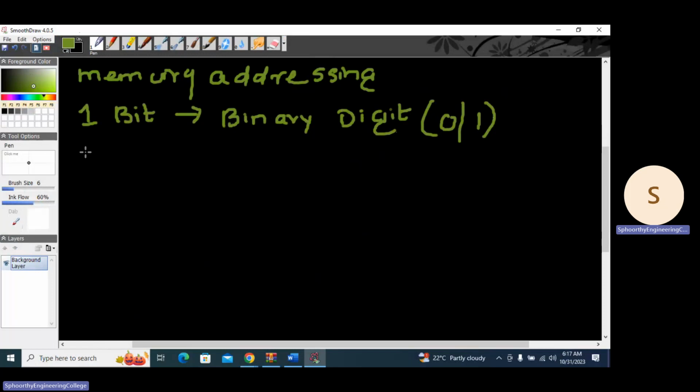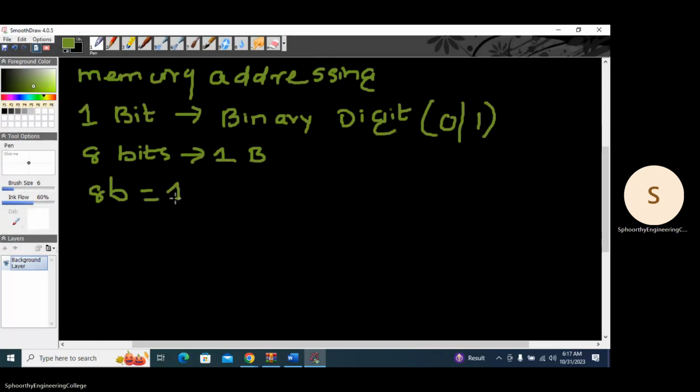So friends, here let us understand the terminology. 8 bits is equal to 1 byte. Please try to understand the terminology used here. A small b always represents bits, so 8b is equal to 1 byte. A capital B always represents a byte. So this is the relationship.